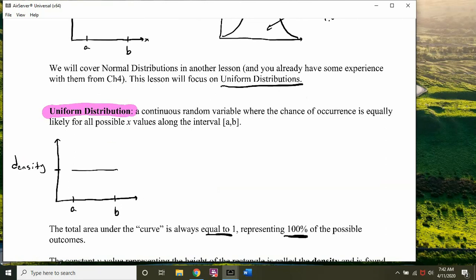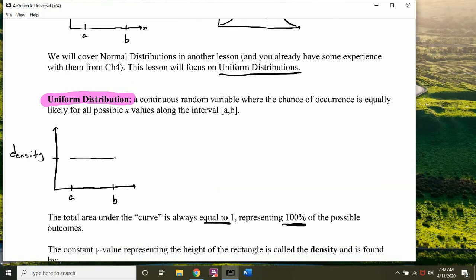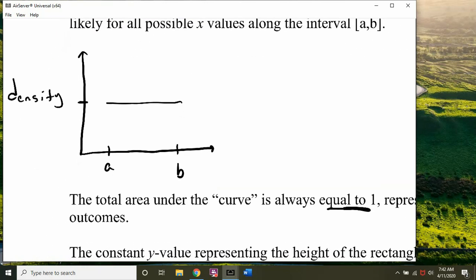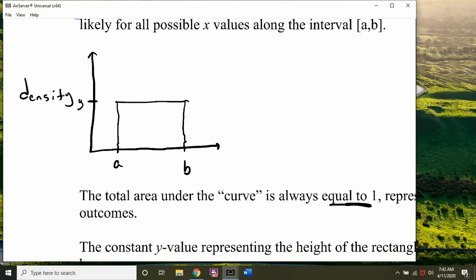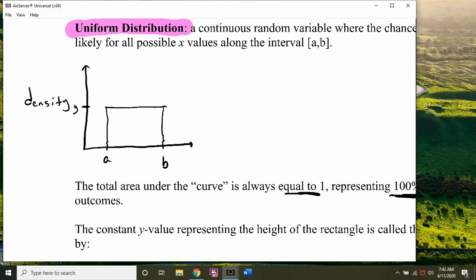Okay, so if you think about what we really have here in terms of our density curve, we're going to be able to compute that y value that we're calling the density right there. Okay, and here's the idea. We can cut this curve off at A and B. And what have we really just created? A rectangle, okay? And what do we know about the rectangle?